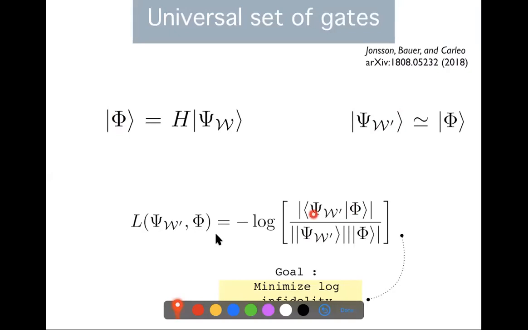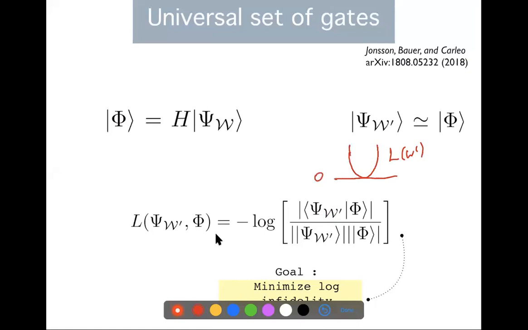But essentially you see that when psi of w prime is equal to phi, this overlap would be equal to one, and the log of one is zero, so this loss function will be equal to zero. Otherwise, if psi is not close enough to phi, then this loss function will be non-zero. So you see that this is a sort of energy, if you want, for your system. This L depends on the parameter W prime, and it will be exactly zero only when the two quantum states are identical. Okay?